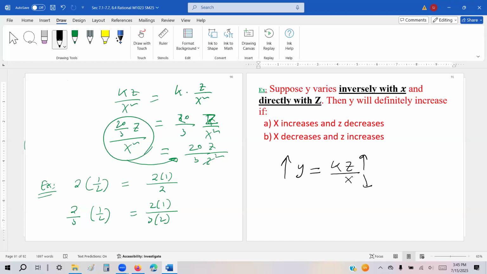So we want definitely Y to increase. So Z is what? Increasing or decreasing? Going up, it means what? Increasing. And X is happening what? Decreasing. So which one is true? Z is increasing, X is decreasing. So which one is true? B. If you want definitely Y to go high, your X has to go down. And you want Z to go up. So see, it's logic, no matter what.